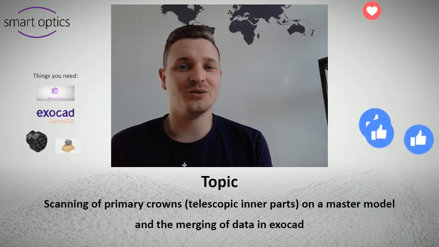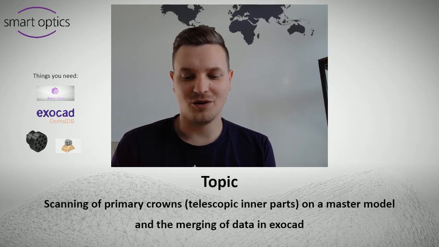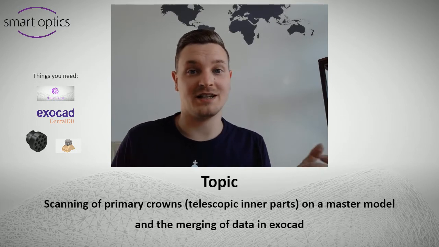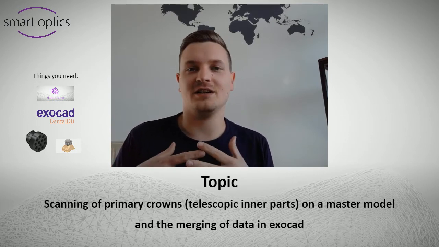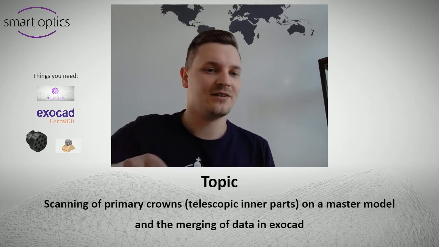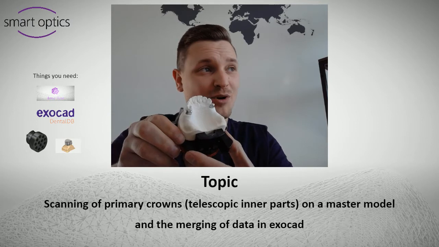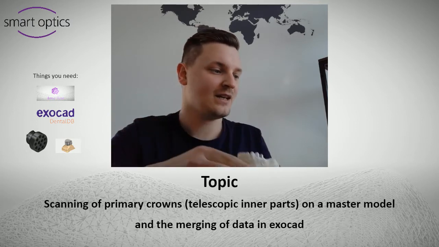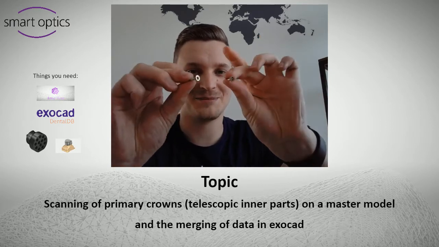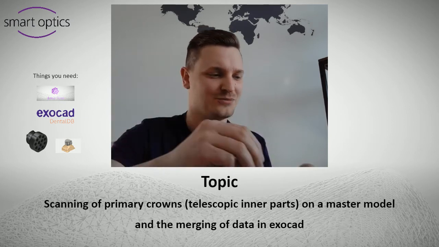Today I will show you a topic about how to scan telescopic crowns or primary crowns on a master model. Therefore we need several things. Of course we need the dental scan software and a vinyl scanner. Then we need the exocad software and we need the multi-die holder. We need of course a master model with primary crowns on it, and we need something that you have at home. I had some screws here at home for fixating in the multi-die holder. I will show it later to you.